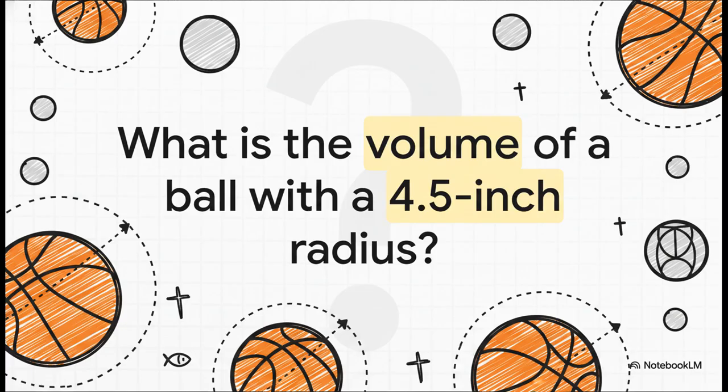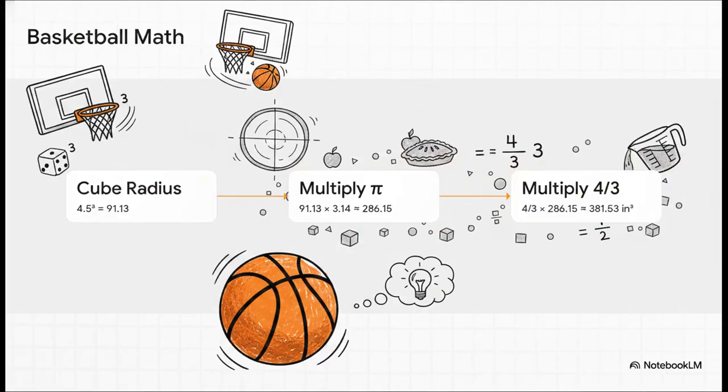So from the very center of the ball straight to the outer leather edge, it's exactly 4.5 inches. What is the total volume of air inside that basketball? Let's follow our 3 trusty steps. Step 1, cube the radius. 4.5 times 4.5 times 4.5 gives us 91.13.